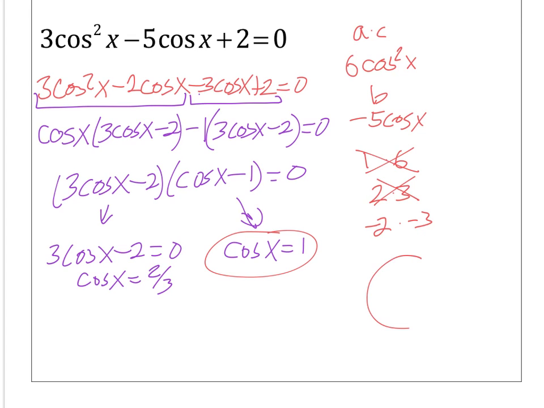Cosine x equals 1, I know that only happens when x value is 1. In other words, at the point to the far right, because that's the coordinate 1, 0. For this case, x would be 0. X could also be 2 pi, but that's outside of our range of values that we're looking at.